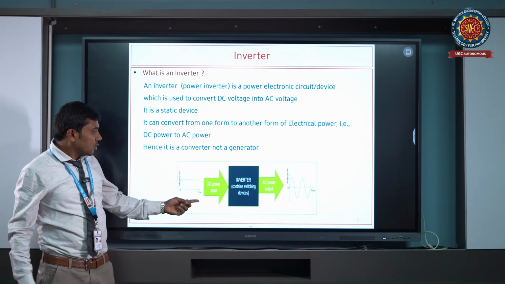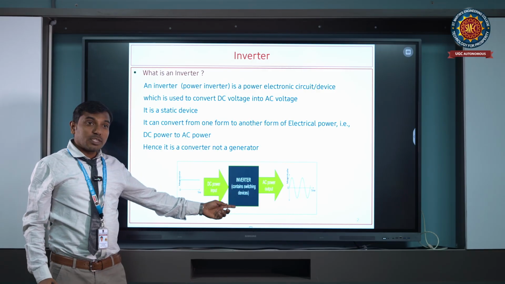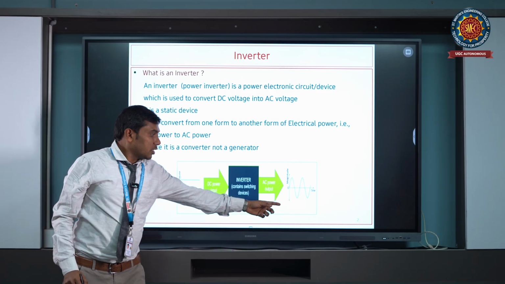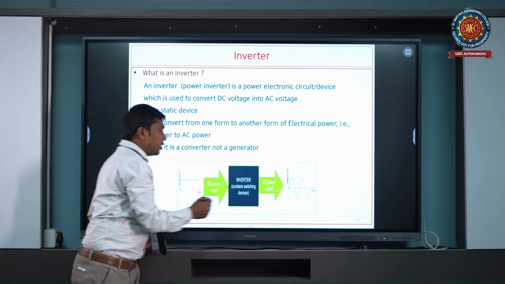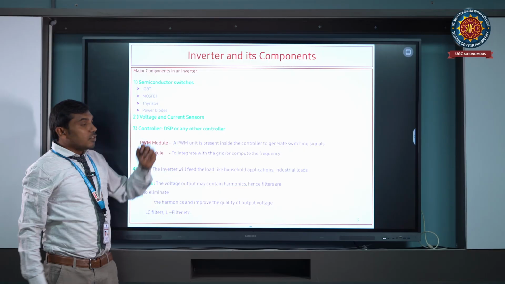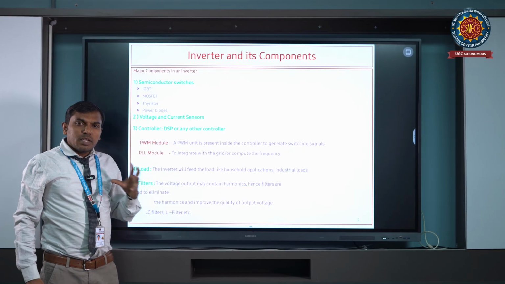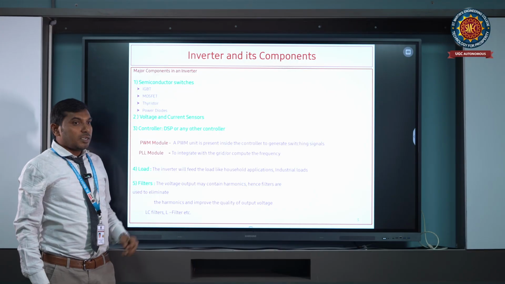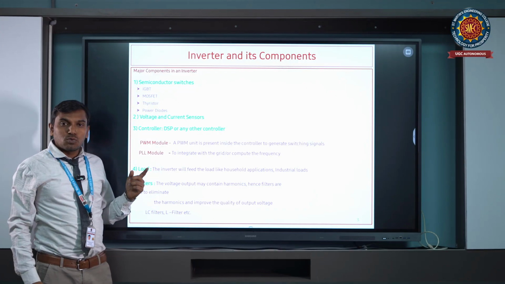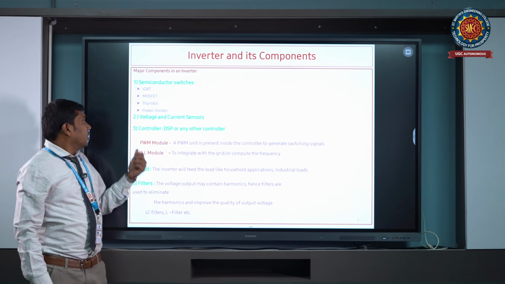So we have a DC source and we have an inverter. The inverter has various power electronic devices and then it converts to AC power, which is alternating in nature. Then what are the various important components of an inverter? Those are semiconductor switches like IGBT, MOSFET, thyristor, and power diodes.